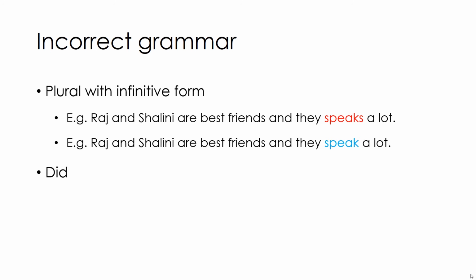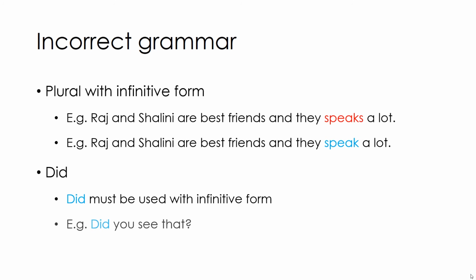Did. Did must be used with infinitive form. For example, did you see that? Often, did is mistakenly used as did you saw that, which is incorrect. So remember, whenever you use did, make sure you are using it with the infinitive form.